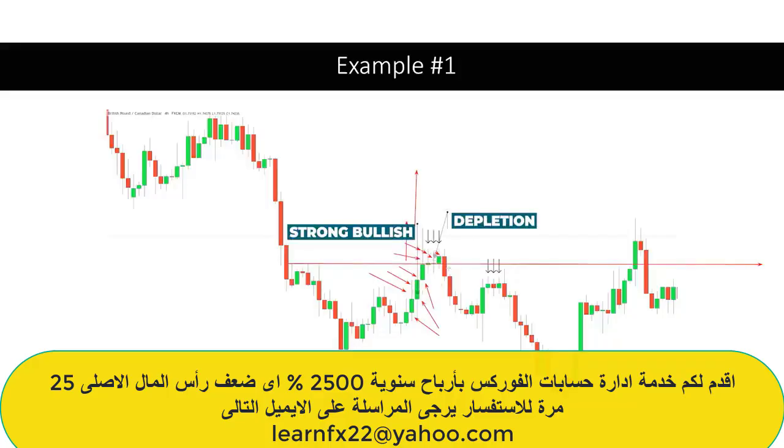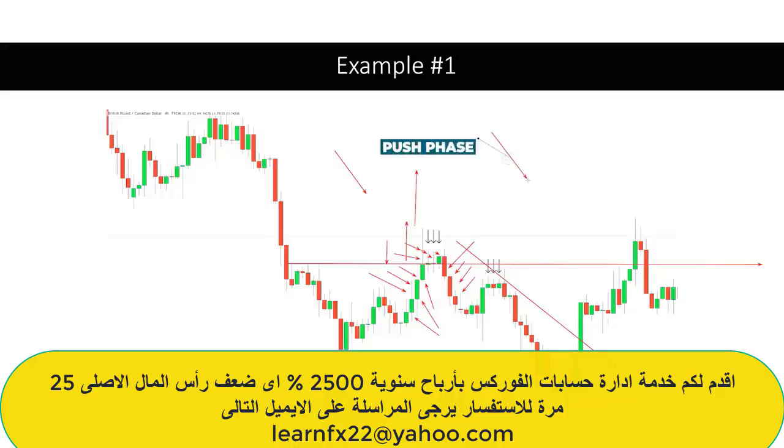Match that with a strong momentum candle at a key level in line with the direction of the market, which is bearish, and look what happens with this market. It continues down. Now you have a first phase in the market where the bears have now taken back over, and then you have the second phase. After a push phase, you have an exhaustion, and then after an exhaustion, you should have a continuation.